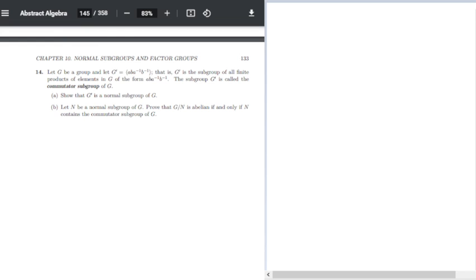For elements G and H, the commutator of G and H, the commutators, in general GH equals HG, however the notation is arbitrary and they're not equal to them. So it is generated by all the commutators. Alright.